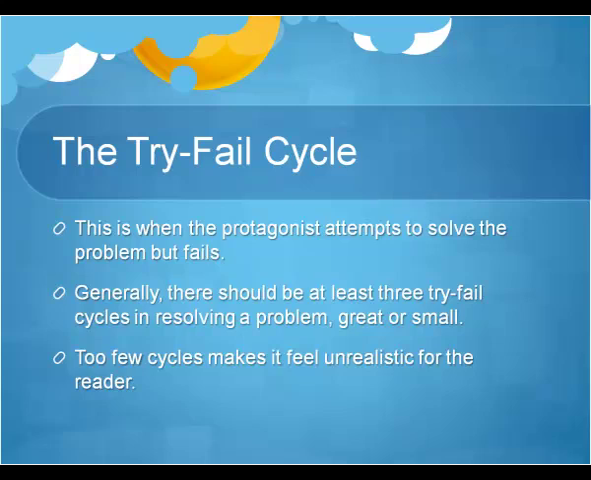Now, there are different ways of doing a plot, but one of my favorite ways is called the try-fail cycle. And typically, when we talk about try-fail cycles, there's at least 3 that you're going to do. 3 times when the protagonist tries to overcome the problem, but fails. Only to rinse and repeat. And the name of the game here is escalation. They're going to try a little bit harder each time they fail to overcome the problem.